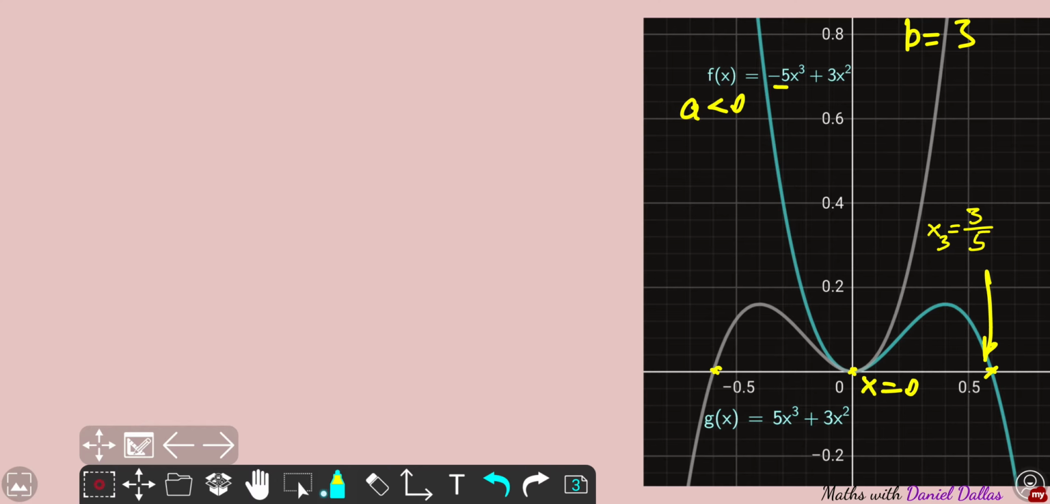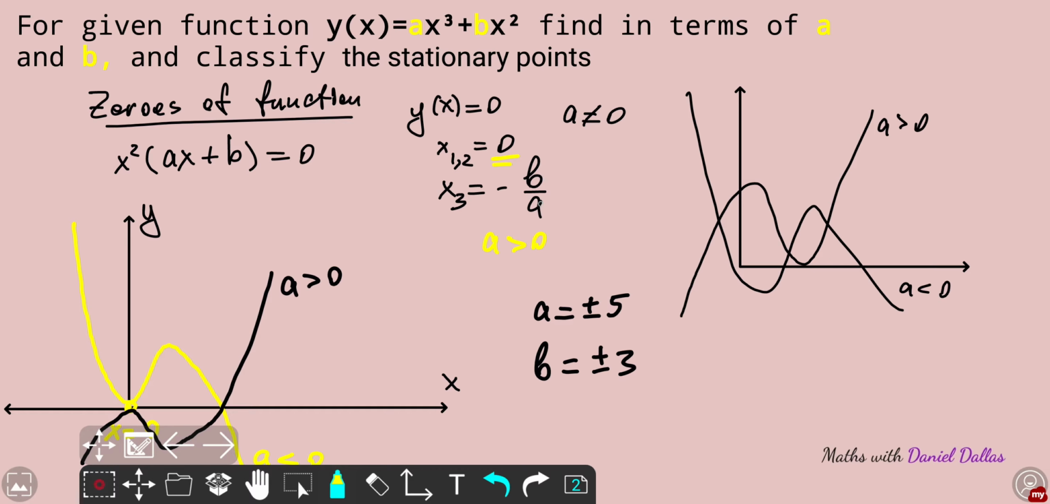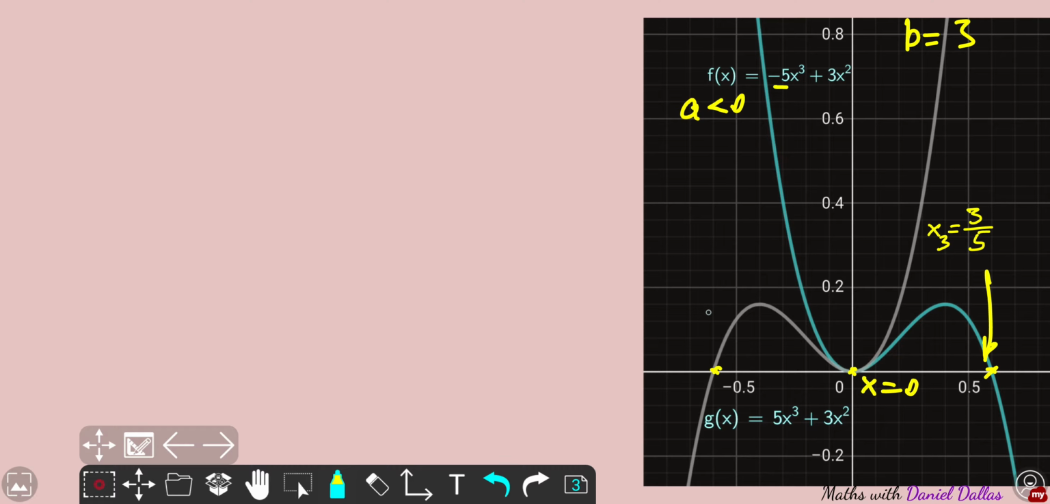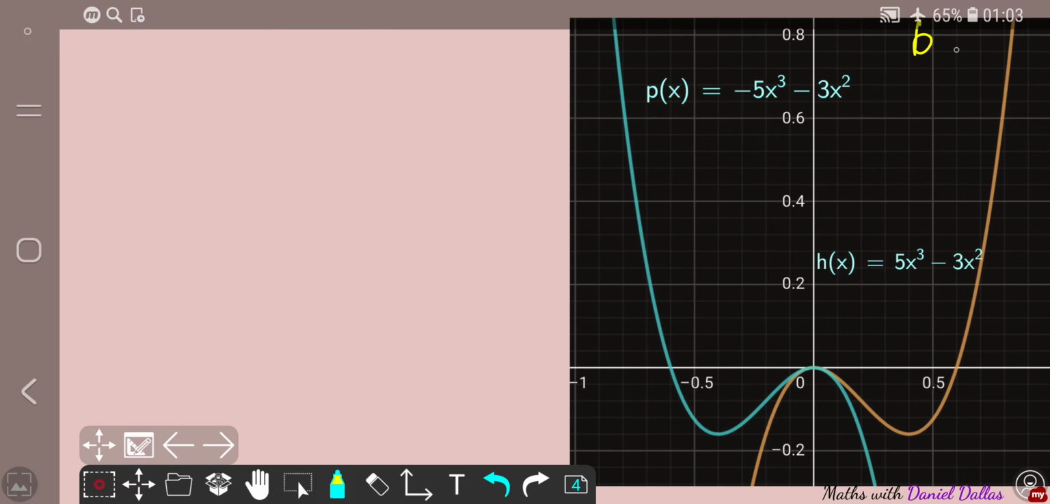That solution in general form is negative b over a. In that case, obviously it's going to be negative. So in this case, x3 is negative 3 over 5, negative b over a. But you understand that for this case, a is positive because it's 5. So that's typical behavior. However, what if b is not 3? What if it's negative? We might have the second case.